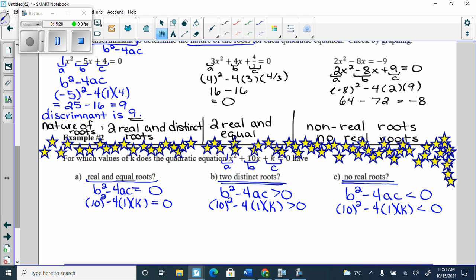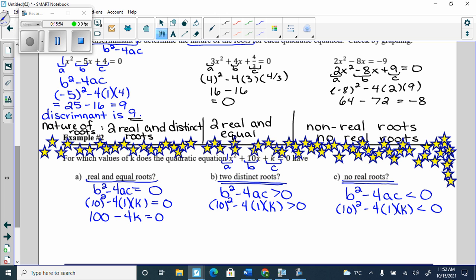Okay. Now we are going to solve with an equal sign and with two inequalities. And I believe in you. Okay. Let's do some stuff here. 10 squared is? 100. Yes, see? Look, you're still doing fine. 100 minus 4 times 1 times K. 4K. 4K. Equals 0. Genius level.